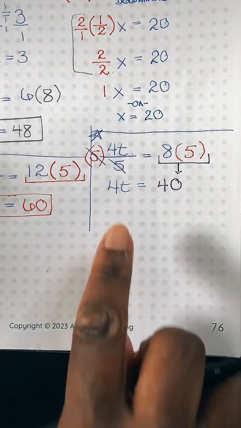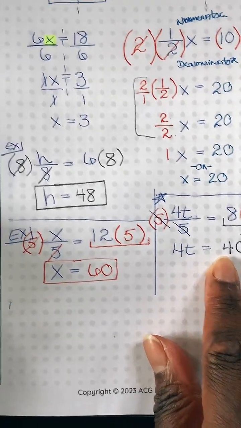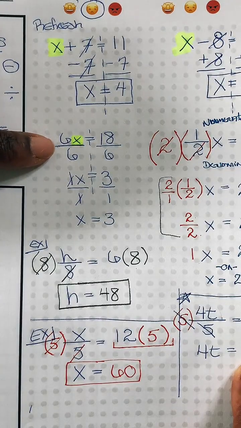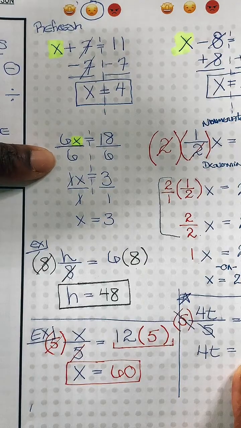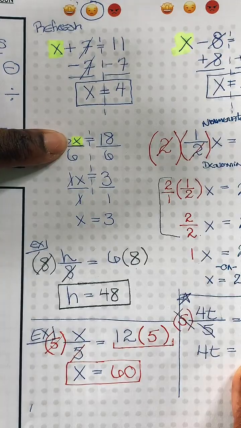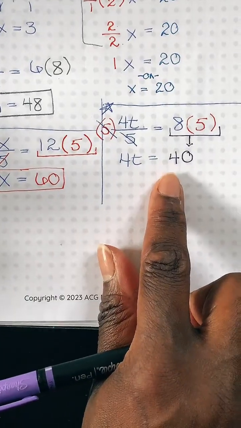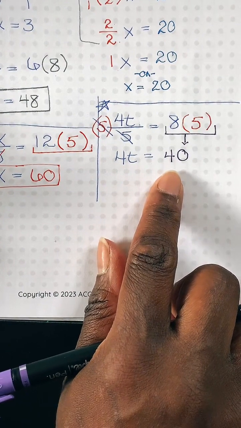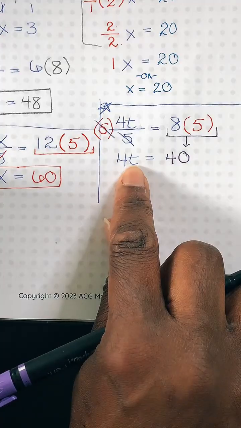So now this right here should look similar to what we did right here with that 6x is equal to 18. We divided both sides by 6 because we wanted to isolate that variable. The same thing is happening with our 4t equals 40. So we want to get rid of the t. This is 4 times t.